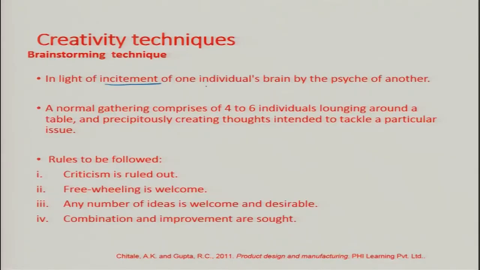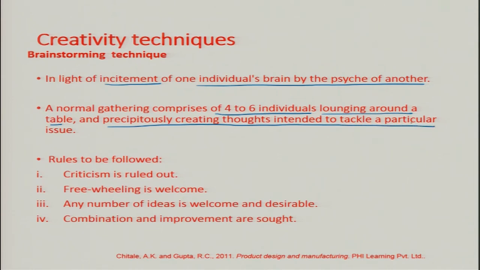Brainstorming is the stimulation of one individual's brain by the psyche of another. The normal gathering comprises 4 to 6 individuals sitting around a table and spontaneously creating thoughts intended to tackle a particular issue. Rules to be followed in brainstorming: criticism is ruled out, free-wheeling is welcome, any number of ideas is welcome and desirable, and combination and improvement are sought. These are the same ground rules that we have discussed.